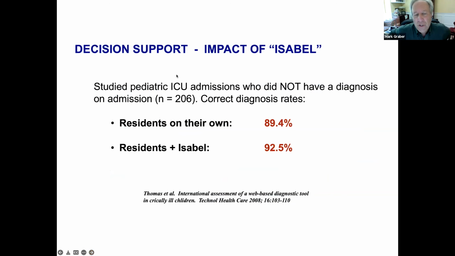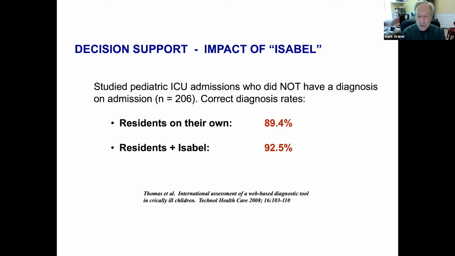This is a study that was done using Isabel in a pediatric ICU. The residents on their own got the diagnosis right 89.4% of the time, and with Isabel, 92.5%. So you can look at that and say, that's not a very big difference. But if you're a parent, if you're a patient safety person, you look at that and you say, wow, instead of 10 kids at risk for harm, it's down to 7 or 8. And I would propose to you this is exactly where we are in healthcare today. We get it right 90% of the time. How are we going to get to 95%? We have to do something different.